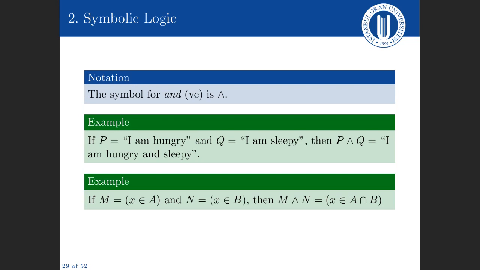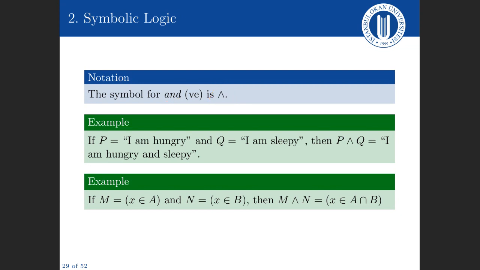Next symbol. The symbol for AND is this upside down V. Similar symbol to OR, but upside down. So for example, if P is the proposition "I am hungry," and Q is the proposition "I am sleepy," then P and Q is the proposition "I am hungry and sleepy."